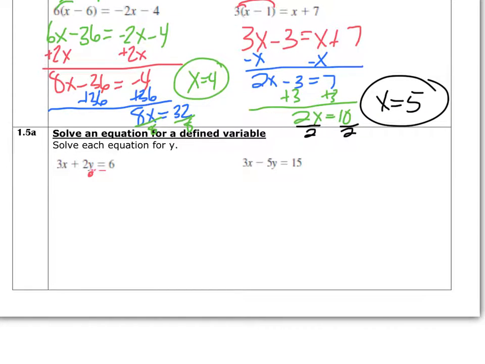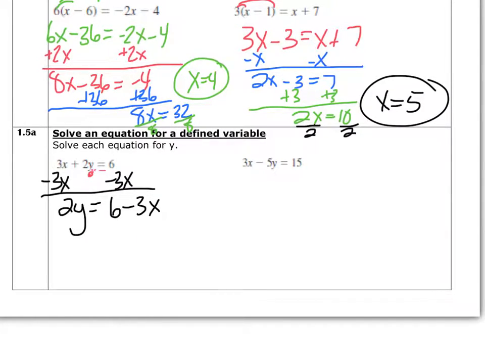To move a positive 3x, I'm going to just go the inverse or backwards. I'm going to minus 3x from both sides. When I do that, I get 2y equals 6 minus 3x. Now careful, you can't combine these together. That's a constant number. That's a variable with an x. You just leave them. To get y by itself, it's 2 times y.